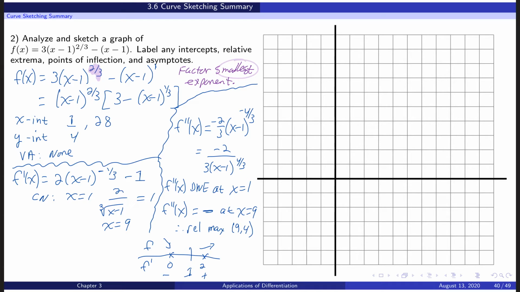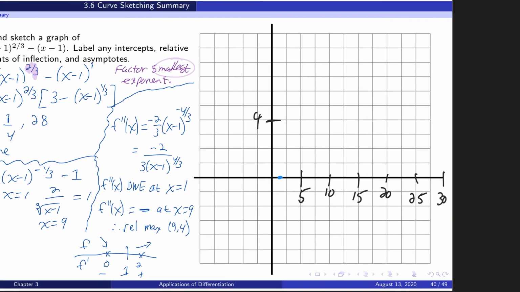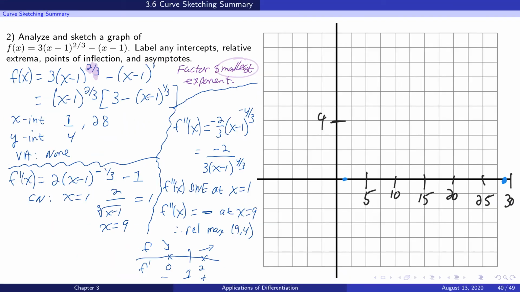So let's put that information on the plot. I did a little bit of work ahead of time, and I realized that the x scale needs to be fairly large, but the y scale can remain at 1 box equals 1. So my x-intercepts are at 1 and 28, which is way over here, and my y-intercept is at 4. It's right there.